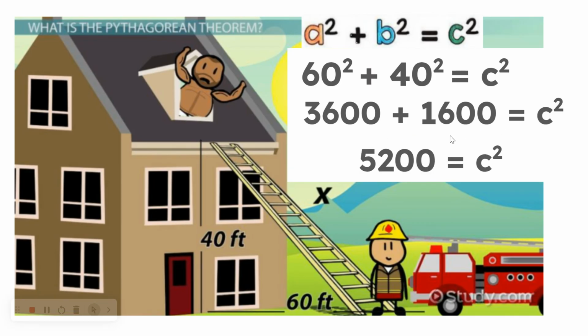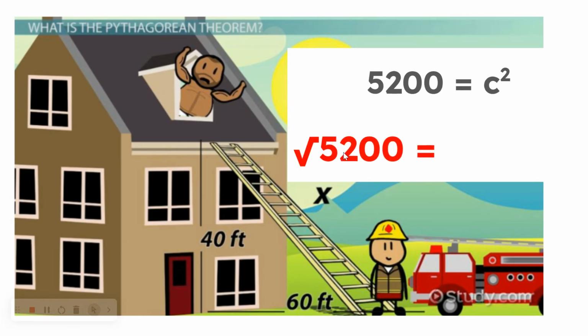3,600 plus 1,600 gives us 5,200. So 5,200 is equal to c squared, but I just want to know what c is. I want to know what the length of this ladder is. So I have to take the square root of 5,200, and it does give us a really long decimal in our calculator. And when that happens, just like we did yesterday when we were doing the square root, we would round to the nearest hundredths place. So we end up finding out that our ladder is roughly 72.11 feet.